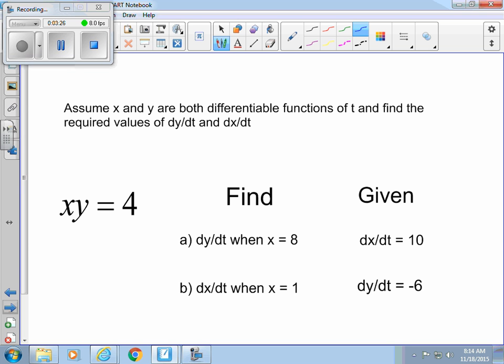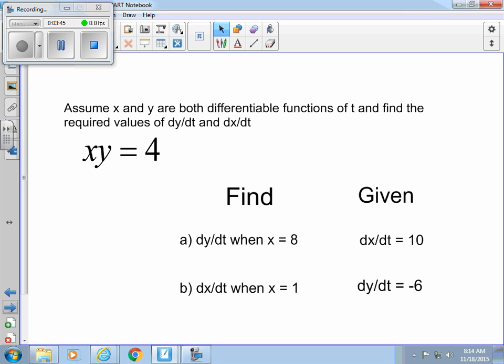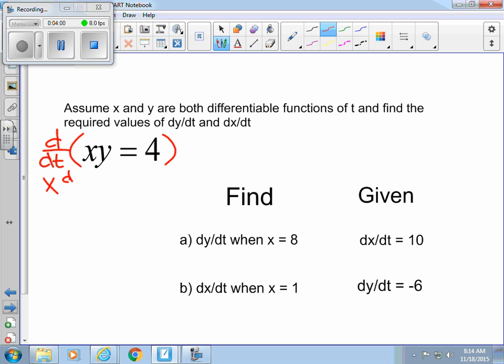Most rates are miles per hour or feet per second or gallons per hour. So I want to find this as a rate in terms of time. So instead of taking the derivative dy/dx, I'm going to take the derivative with respect to t. Now what that means is every variable is like a y. Let me show you how that works. I'm going to do left, d right, except this time it's dy/dt instead of dy/dx.